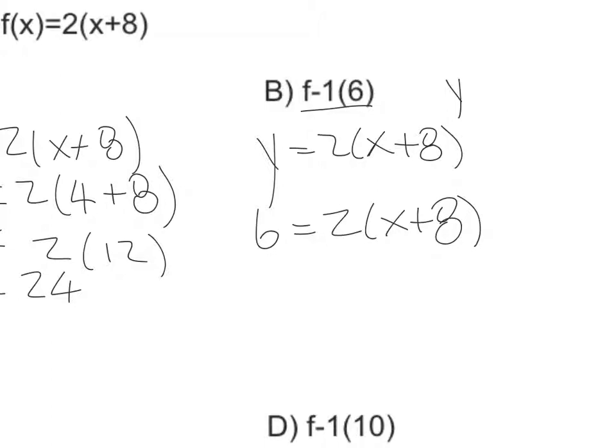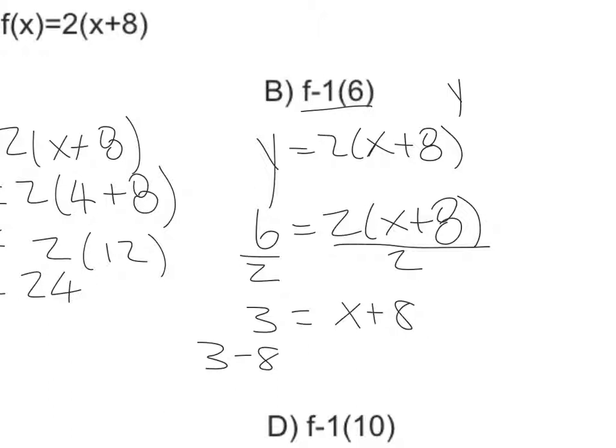Now, all we have to do is solve for the x. So to solve for x, we have to isolate it. So we do that by dividing both sides by 2. So then we would have 3 is equal to x plus 8, and then we have to move the 8 over to the other side, so we would have 3 minus 8 is equal to x, and then we would have negative 5 is equal to f negative 1 at 6.